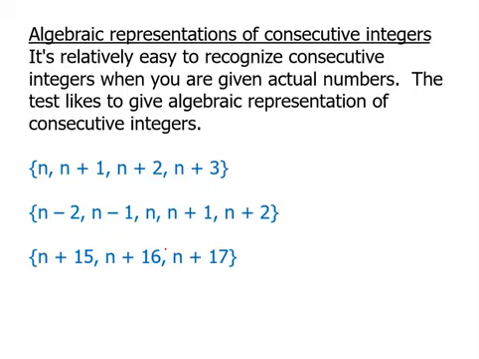So n plus 1, n plus 2, n plus 3, that's a little more obvious that we're getting the numbers one after another. It can also be with subtraction, or subtraction and addition: n minus 2, n minus 1, then n plus 1, then n plus 2, that's fine. n plus 15, n plus 16, n plus 17, it would be odd if that were the case, but notice those are still spaced one apart. And so as long as n is an integer, then all of these will be sets of consecutive integers.